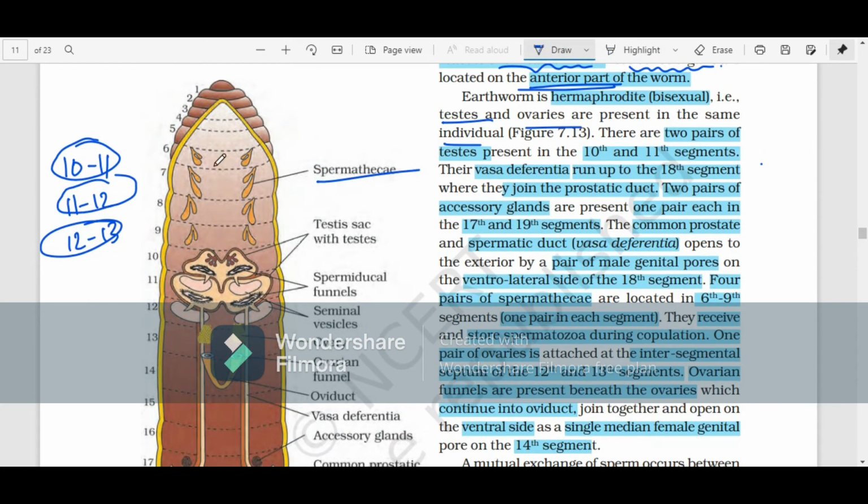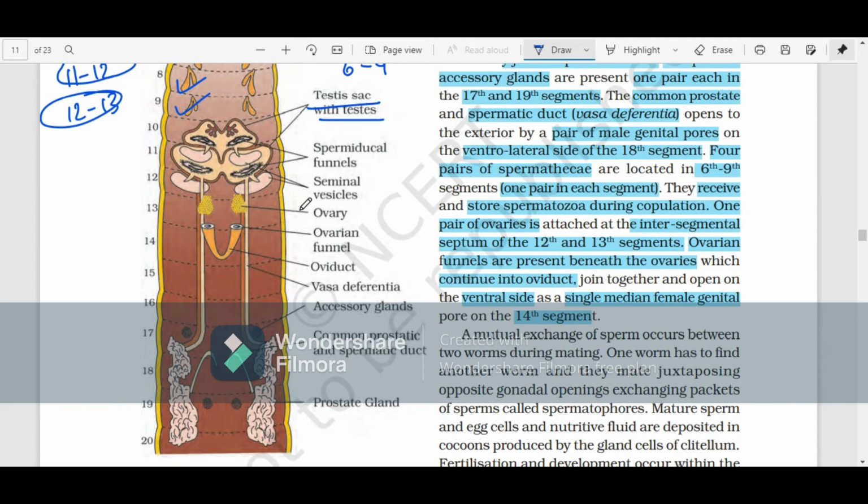Spermatheca, how many are present? Four pairs, right? One, two, three, four. From which to which segments? Spermatheca, not spermathecal aperture, is from 6th to 9th. Spermathecal apertures are from 5th to 9th. Testis sacs with testis are here. Testis is found in which segment? Testis is found in the 10th and 11th segments.